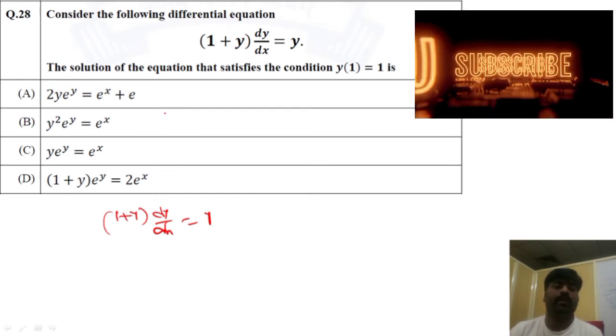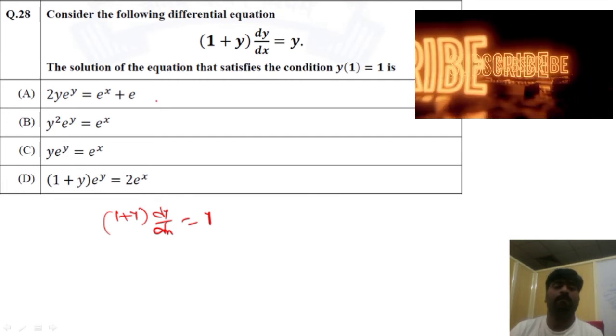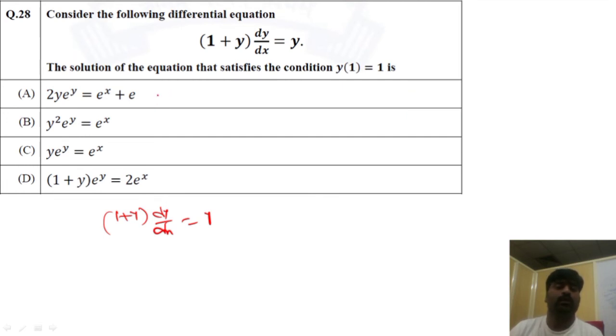Let's directly check which option satisfies y(1) = 1. Put x = 1, y = 1 here: 2 into 1 into e plus e, this is 2e equal to 2e, this satisfies, and 1 into e equal to e, this also satisfies, and this also satisfies. So if you go with the condition, all satisfy, that's why we need to solve this.